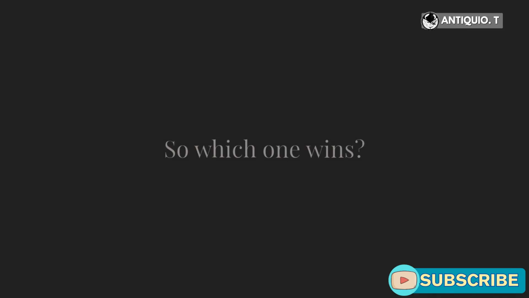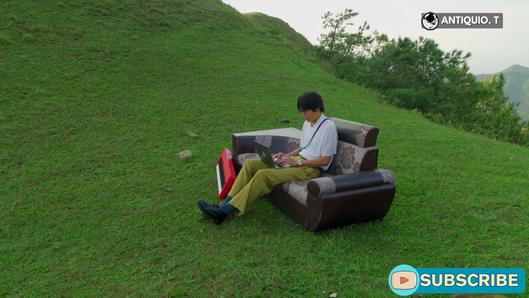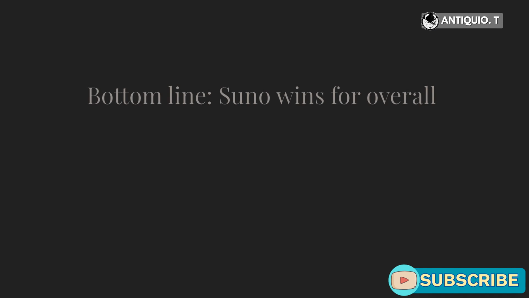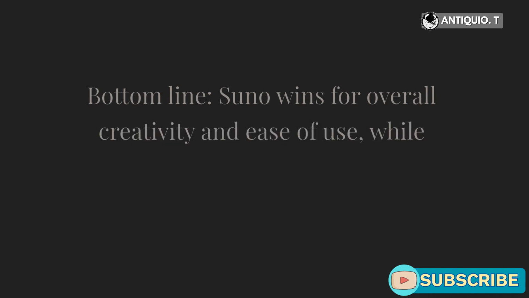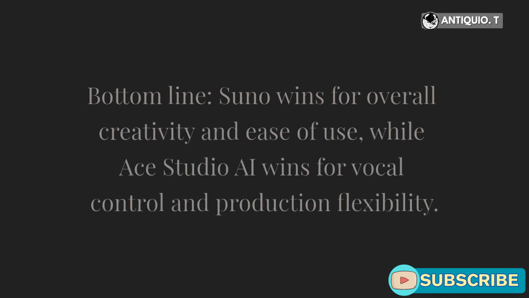So, which one wins? For most people, it's Suno. The speed, simplicity, and quality make it the easiest way to create music with AI. But if your goal is professional vocal production and deep editing capabilities, Studio AI is the stronger tool. Bottom line, Suno wins for overall creativity and ease of use, while Studio AI wins for vocal control and production flexibility.